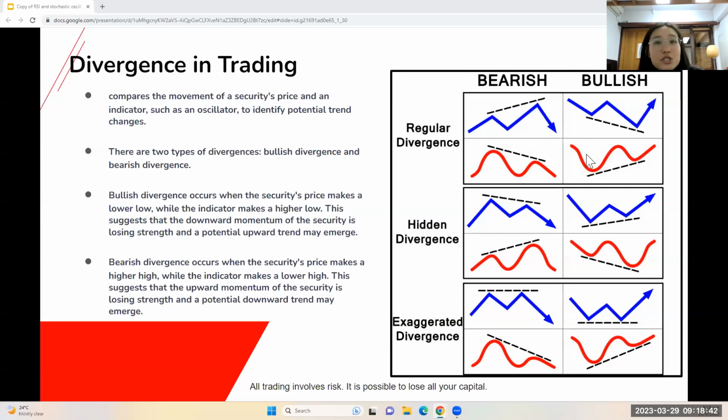Similarly, if we have a bullish divergence, price made a lower low on our price, whereas price made a higher low on our stochastic chart.